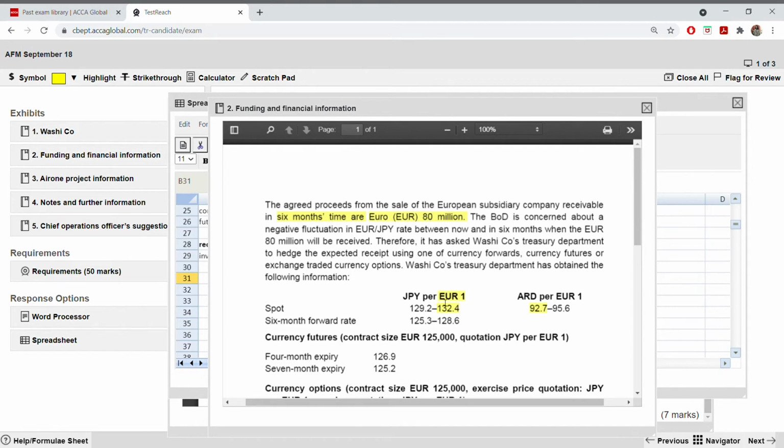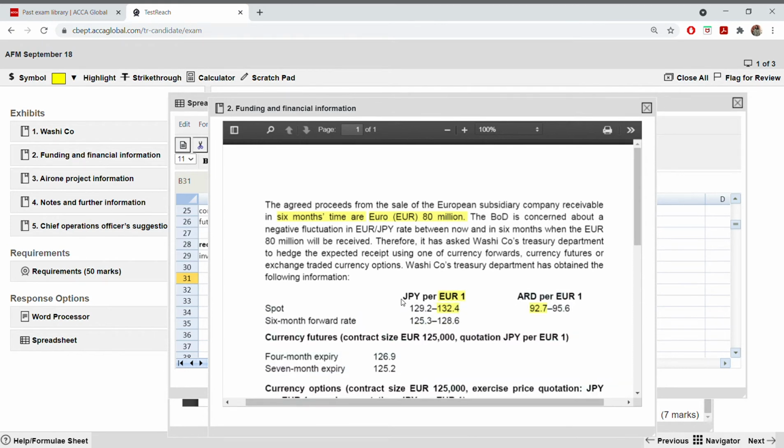If you check here, what are you going to do? You have Japanese yen in your hand at the moment. Before you convert to ARD, you need to sell that Japanese yen to get euro. Why do you have to buy euro? Because if you don't buy euro, how will you get ARD? First you will buy your euro from here, go here, sell your euro and get ARD. That's how you are going to get ARD, right?